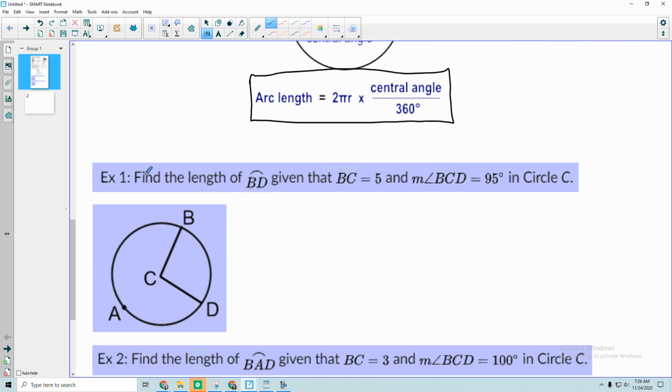So let's go ahead and try that now. So we're going to find the length from B to D. So what's the distance from here all the way to here? How long is that arc?